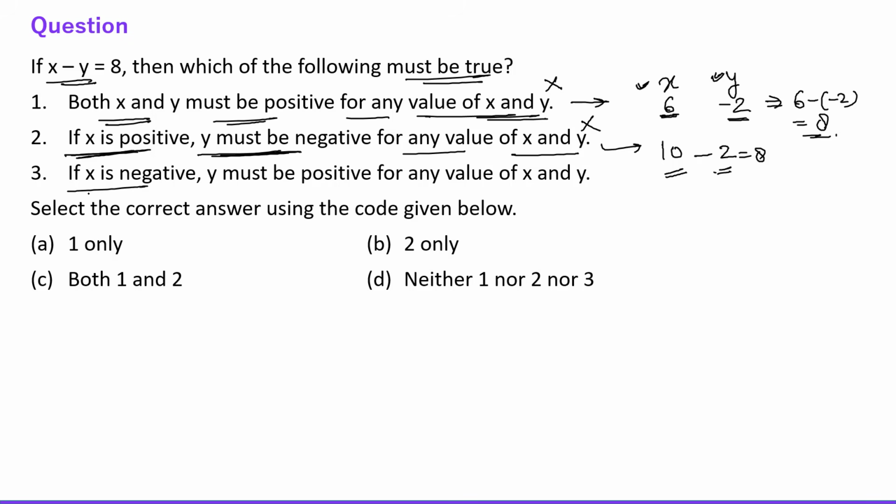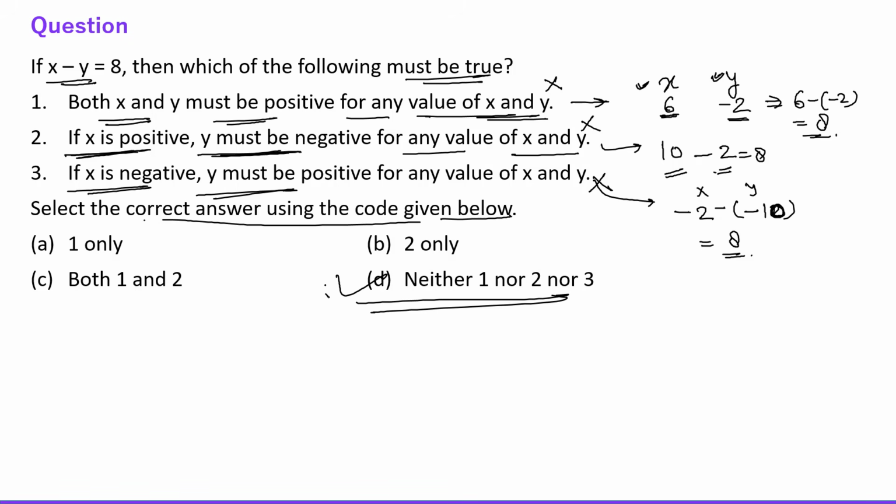Now third is, if x is negative, y must be positive. See everyone, we are choosing x as minus 2 and y as minus 10. I'm sorry. So x minus y is equal to again 8. So we are choosing x as negative and y is also negative. The question is saying if x is negative, y must be positive. No, it is not correct. So select the correct answer using the code given below. So here neither 1 nor 2 nor 3. Fine. No statement is the correct answer. So option D will be the correct choice.